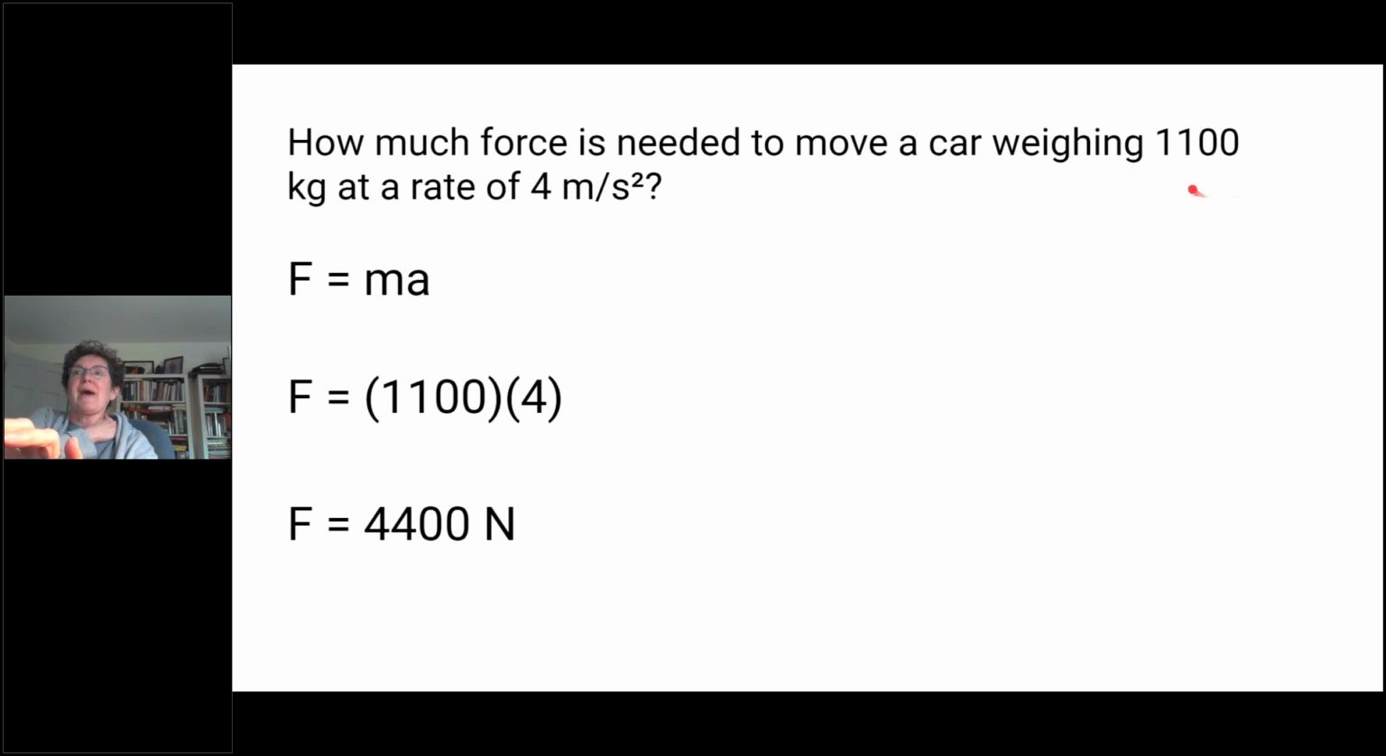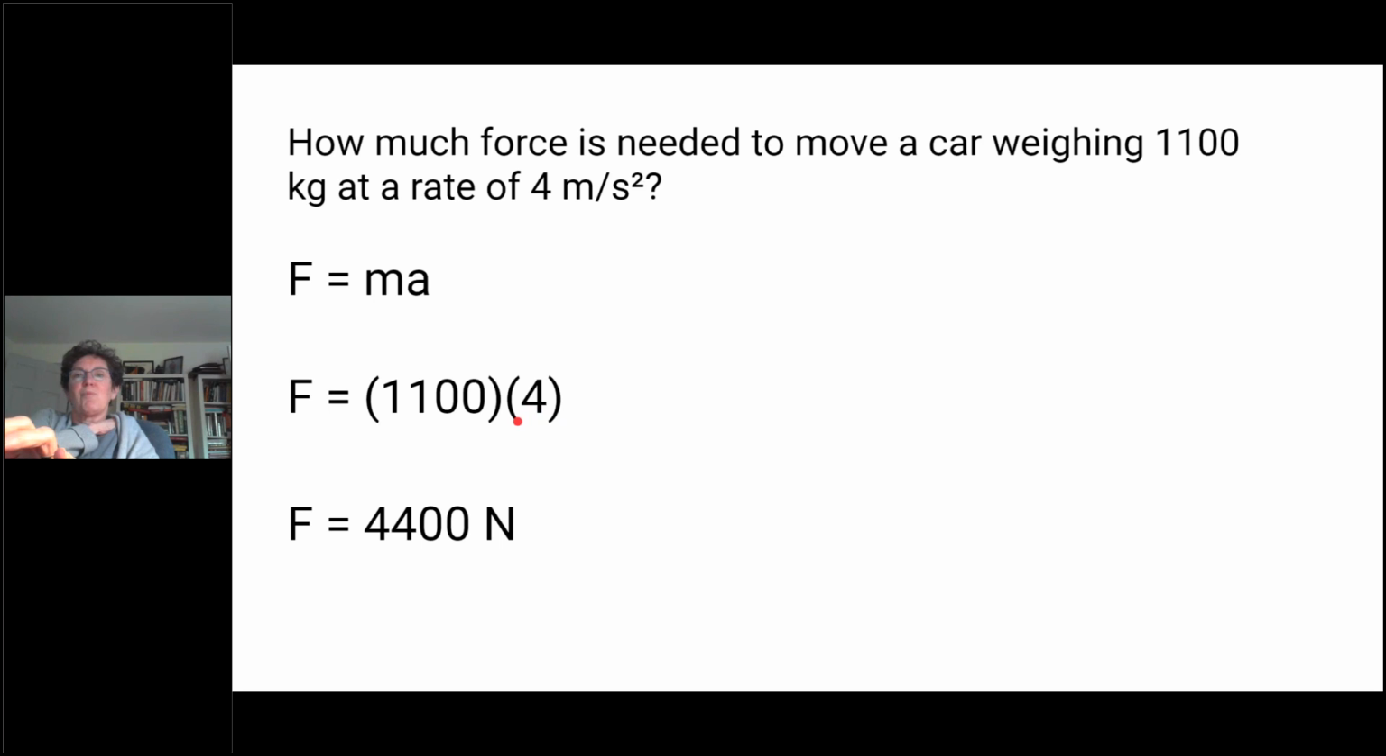We know what the mass is, 1,100 kilograms. And the rate is 4 meters per second squared. So we just substitute in. We're looking for force, so that stays our unknown. Here's our mass, 1,100 kilograms. And here's our acceleration, 4 meters per second squared.